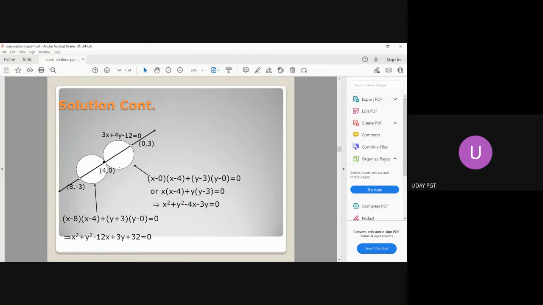If you take (0, 3), the equation you are going to get is x square plus y square minus 4x minus 3y equal to 0. And if you take (8, minus 3), x square plus y square minus 12x plus 3y plus 32 is equal to 0.